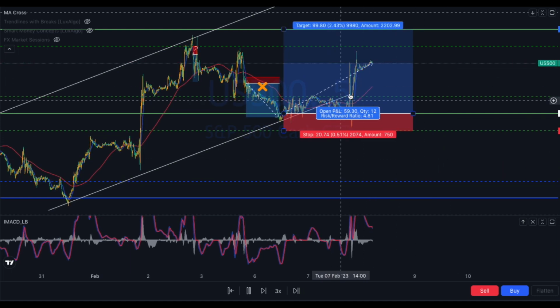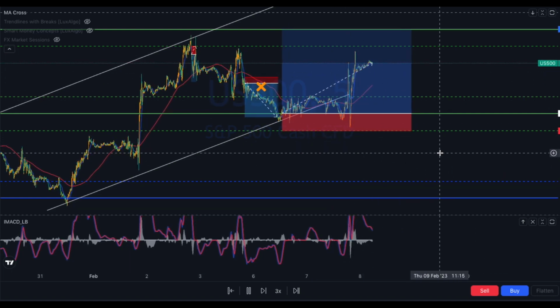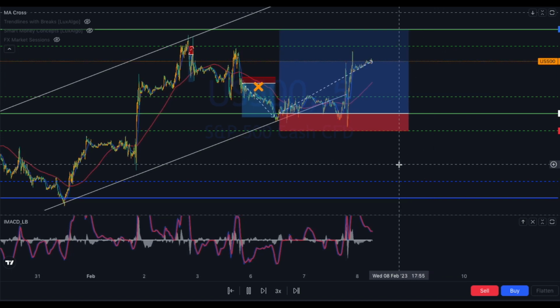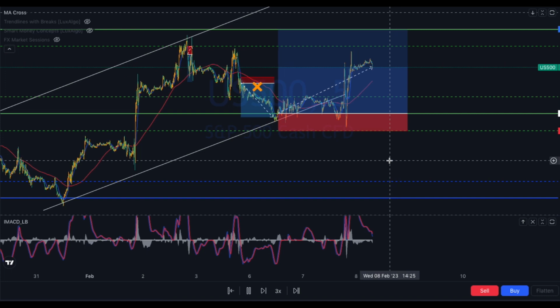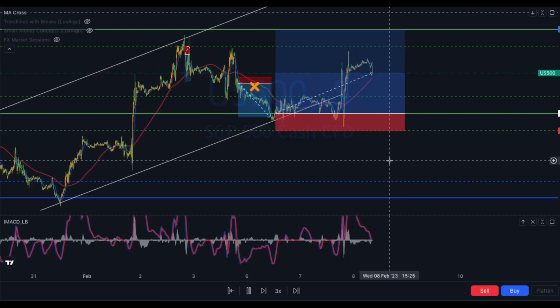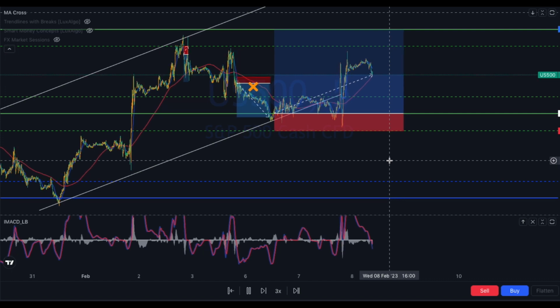So in all fairness with this trade, I definitely would have had a trailing stop in, and chances are I would have been stopped out already. Alright, I would have had a trailing stop in here. But I'm just going to ride this out and see if it actually goes to TP or if it doesn't.